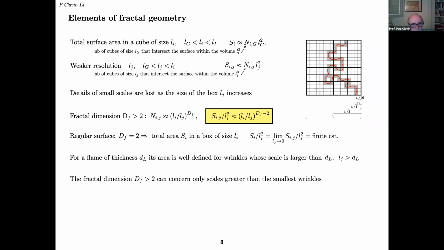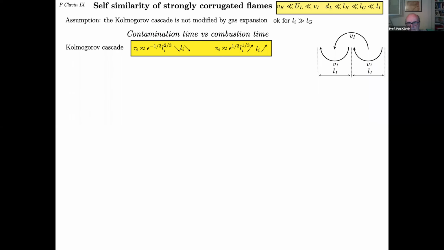So the fractal dimension can concern only scales that are greater than the smallest vortex. So the fractal dimension of a turbulent flow is meaningful between the Gibson scale and the integral scale, right? Now, when you are in the middle.